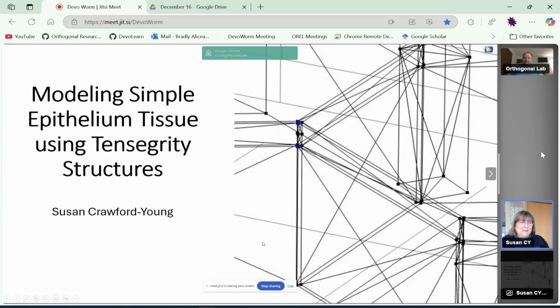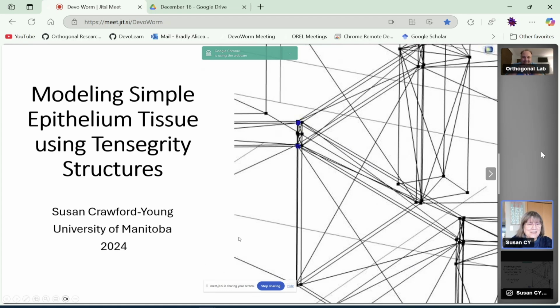Anyways, the title of the whole thing is modeling simple epithelium tissue using tensegrity structures.